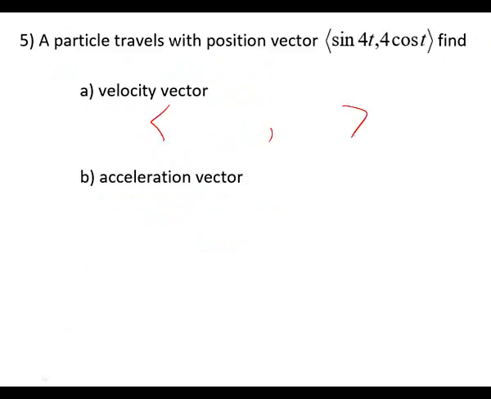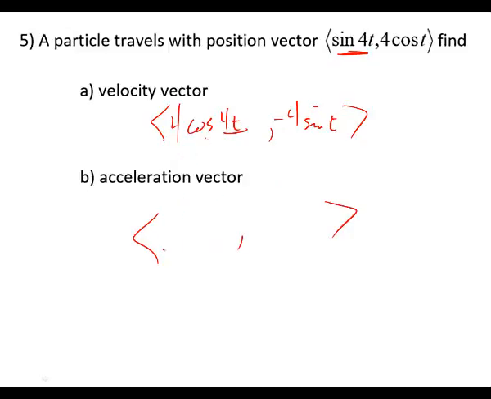So the velocity is the derivative of position. So what's the derivative of sine of 4t? Derivative of sine is cosine, and then the chain rule gives me a 4 out front. And then what's the derivative of 4 cosine t? -4 sine t. And to do the acceleration, we take the derivative of the velocity.